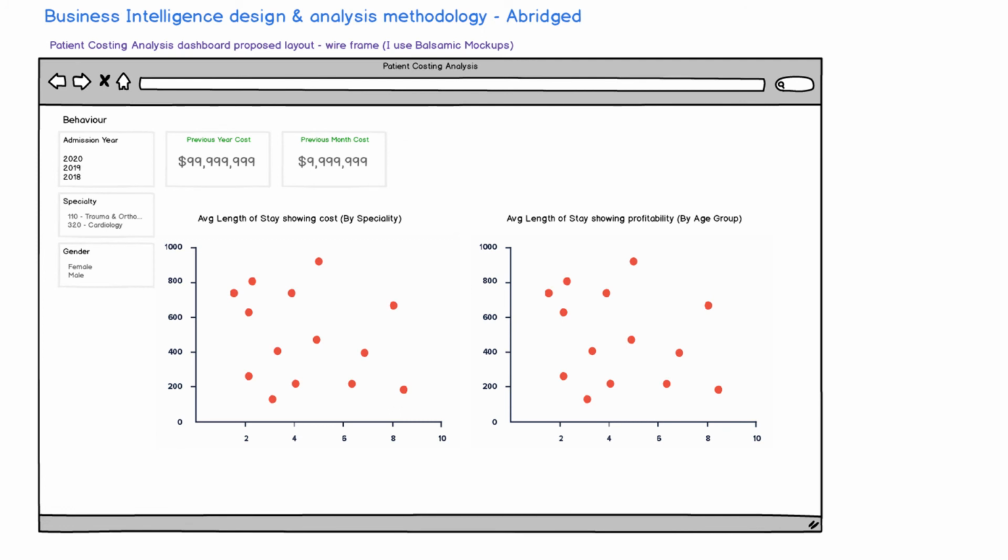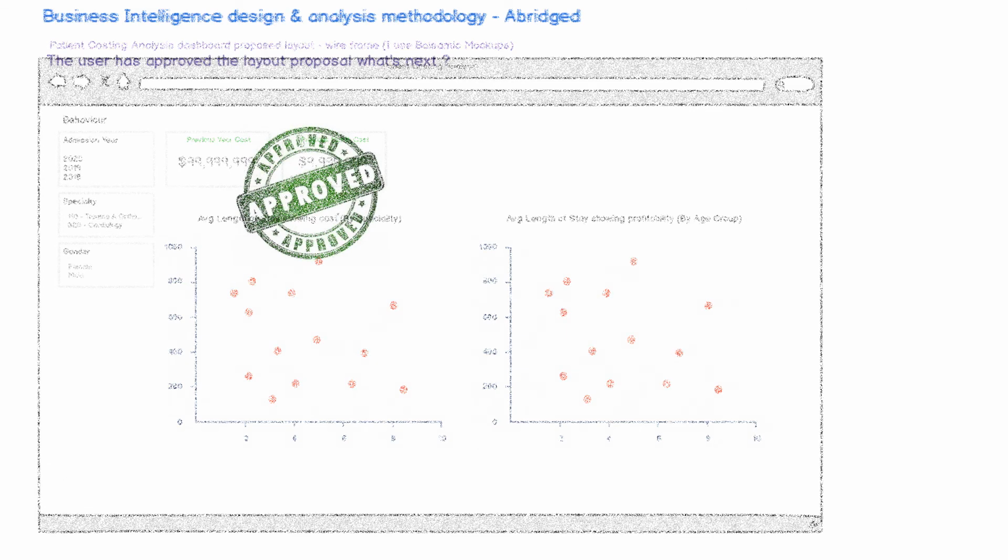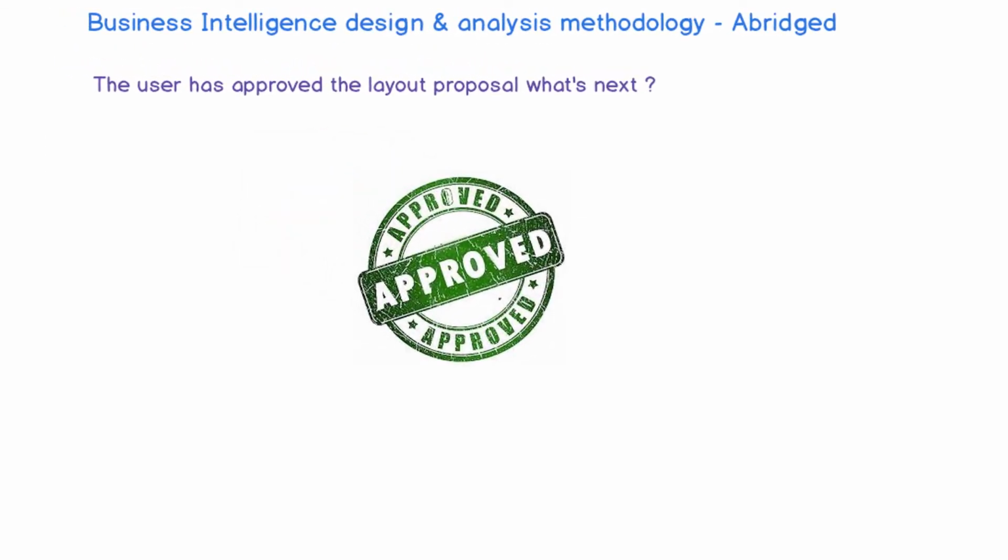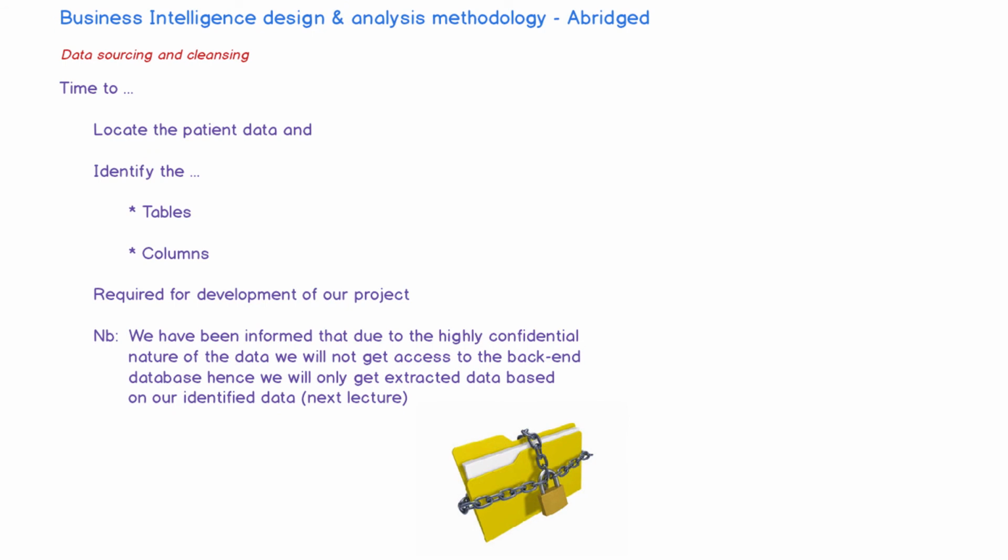And then of course some behaviours. So we have some scatter plots on display here, and then a previous year, previous month cost value based upon selections by the user. And at that point, we've gone back to the user with the final draft and they've approved the layout. So what are we going to do next? Well, it's time to look at our data sourcing and cleansing. So as I say before, now that we have an understanding of requirements, we can get more of an understanding of the data. So we'll cover that in the next lecture.